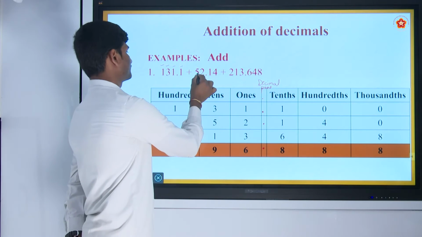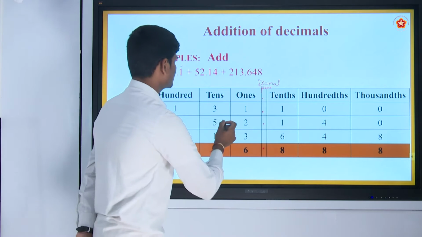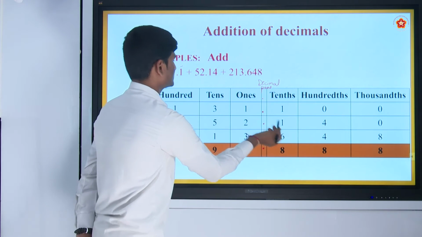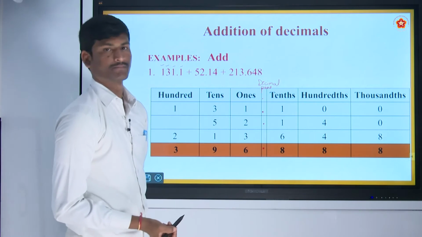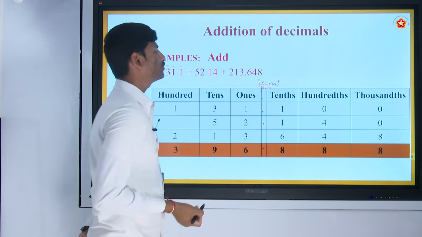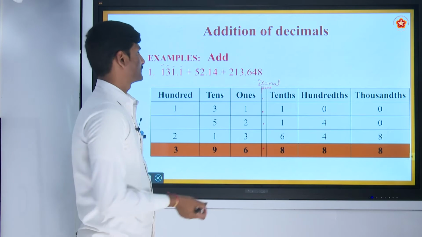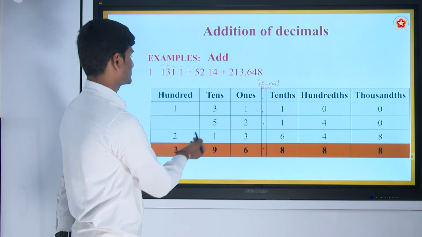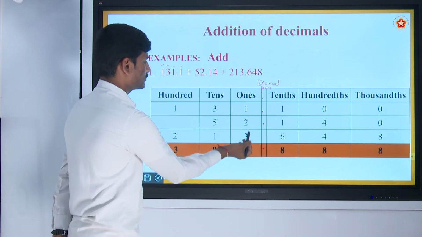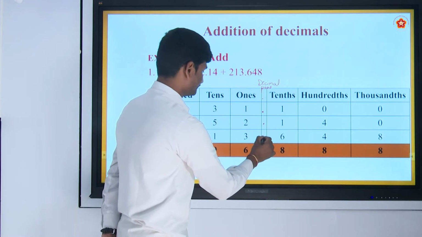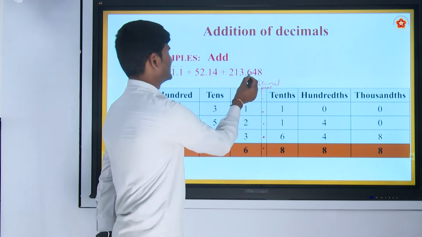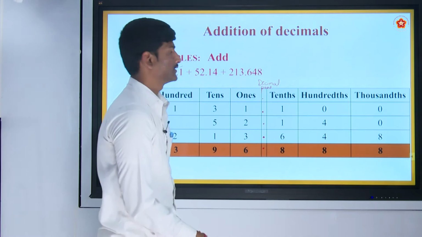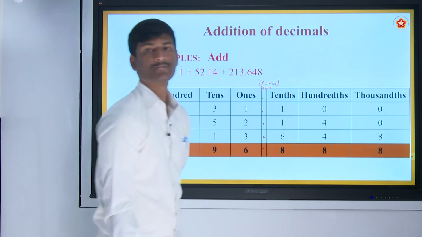Then the second one, 52.14: 5 is tens place and 2 is ones place. Point, 1 is tenths place and 4 is hundredths place. Right. Then 213.648. Here 2 is hundreds place and 1 is tens place, 3 is ones place. Point 648: 6 is tenths place and 4 is hundredths place and 8 is thousandths place.